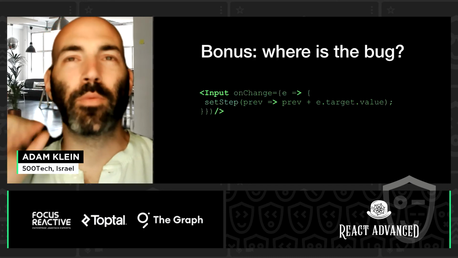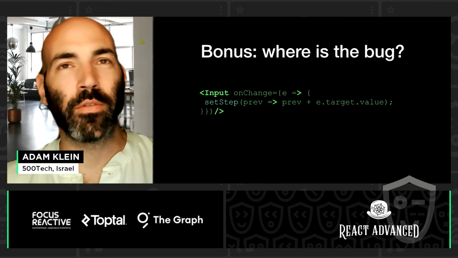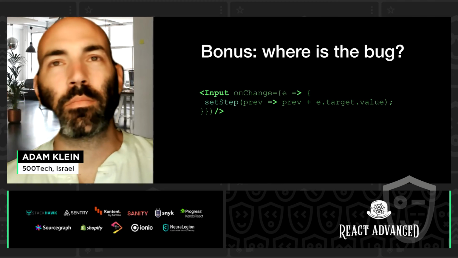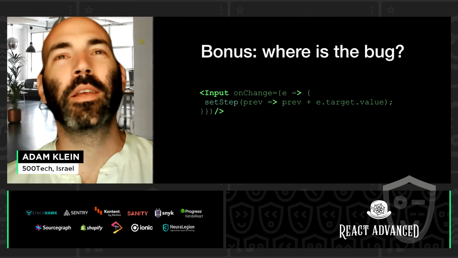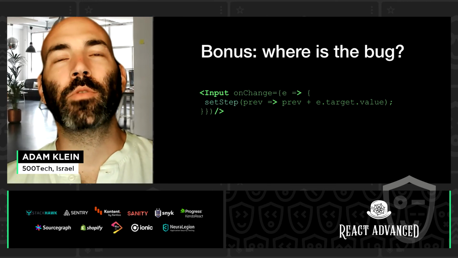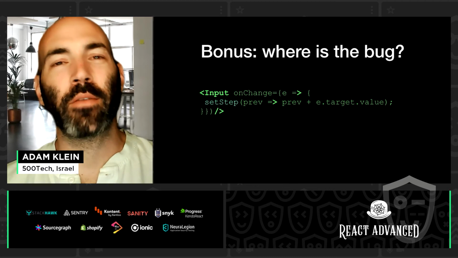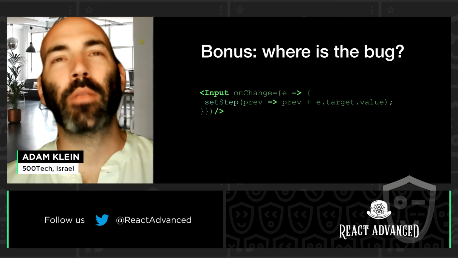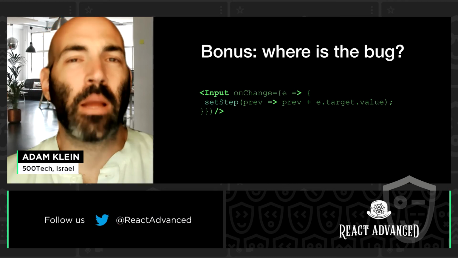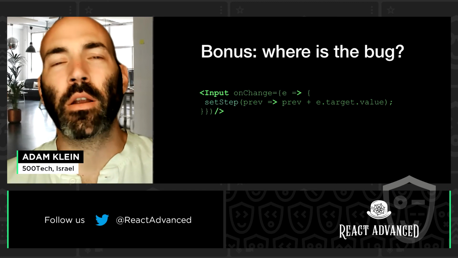So bonus step is where is the bug? This is more relevant to previous versions of React, but a lot of you are probably still using these versions. So what is the bug with this code? We have an event handler and we call set step, pass in an updater function, and we use e.target.value.